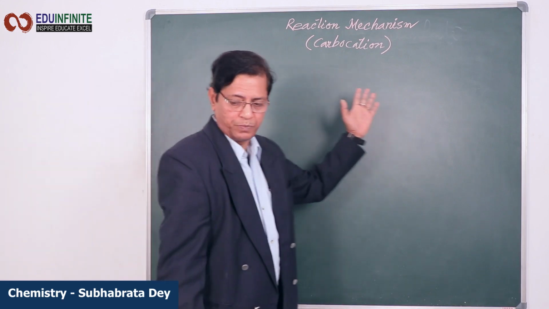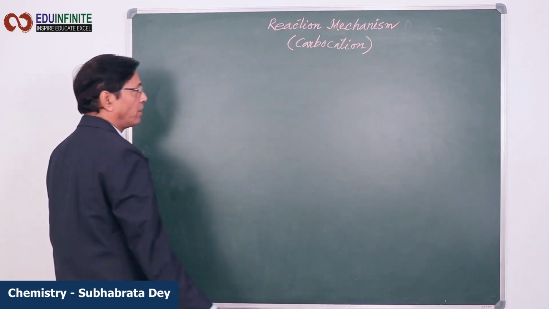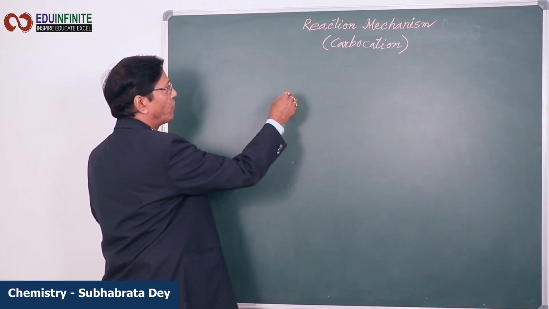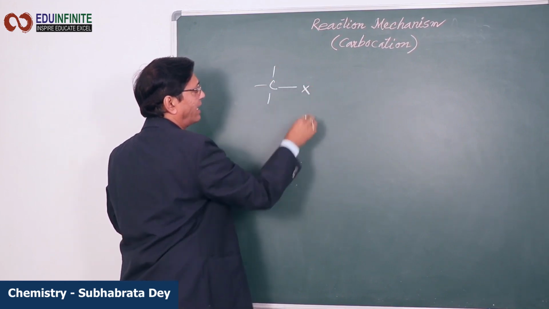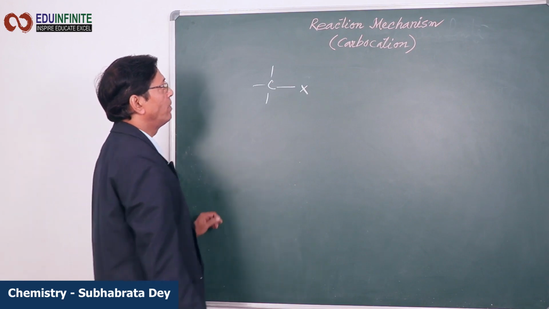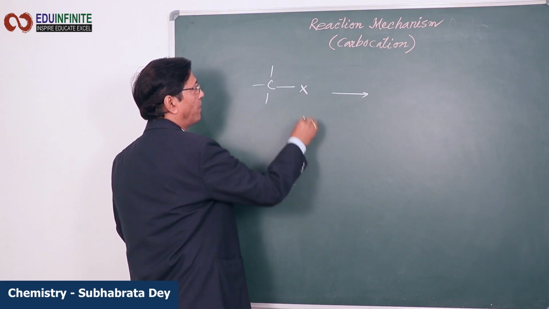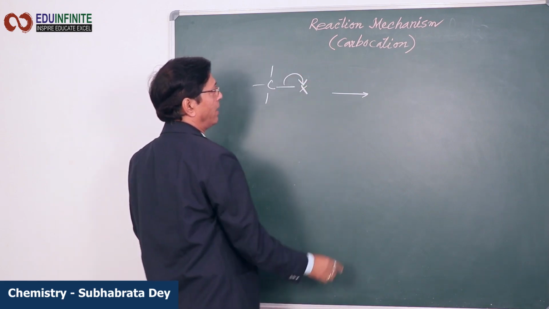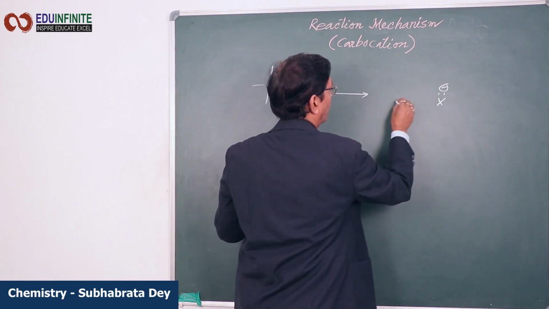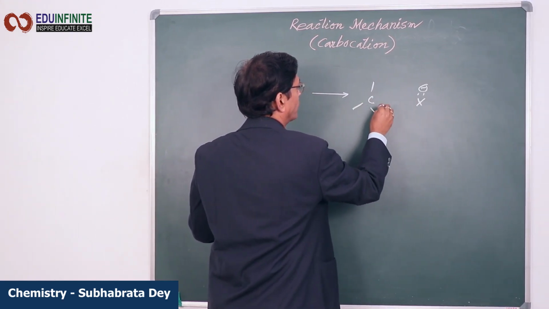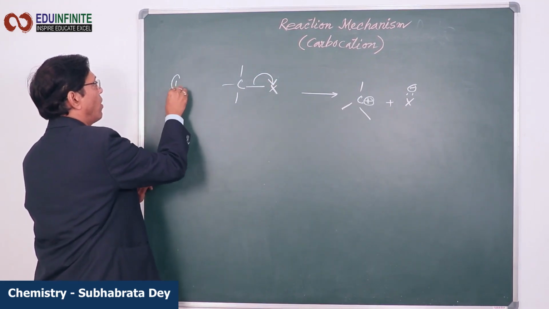Now the question is how carbocations are formed. There are so many ways. First one is when carbon is attached to a more electronegative group or atom, then it undergoes heterolytic cleavage or fission of the bond. The bond pair electrons move towards X, making it negative, and producing this carbon as a carbocation. Okay, this is method number one.